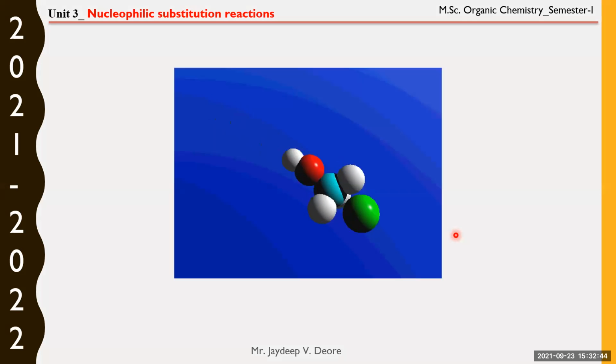You can see here, this is your substrate, and that is the incoming nucleophile. It attacks from the backside, and this green bond, the leaving group, departs with the pair. So this is the SN2 type of reaction.